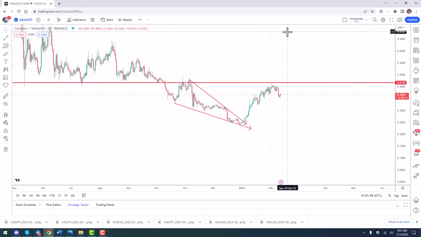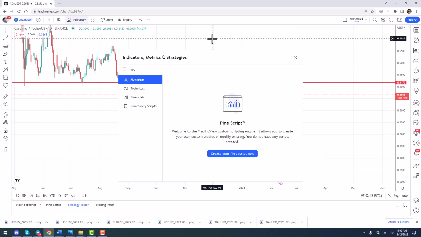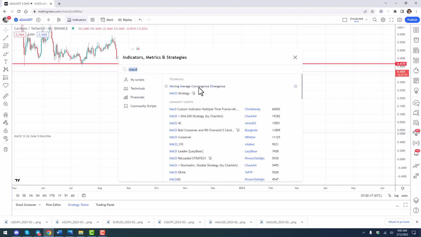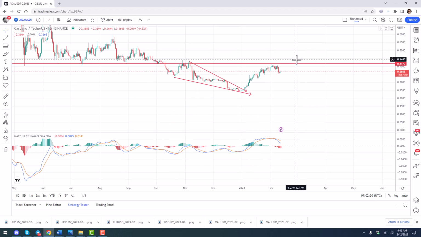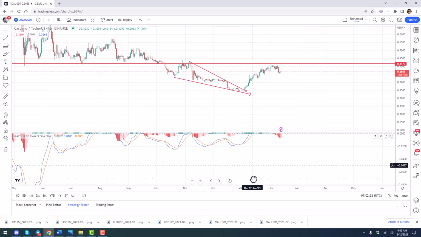Before we put MACD on the screen, let me draw your attention to something. Always remember, not in this strategy, but always remember that you are trading the price, not the indicator. So you use the indicator as a confirmation, but the signal should come from the price. Now let's add MACD. Let me zoom a little bit.